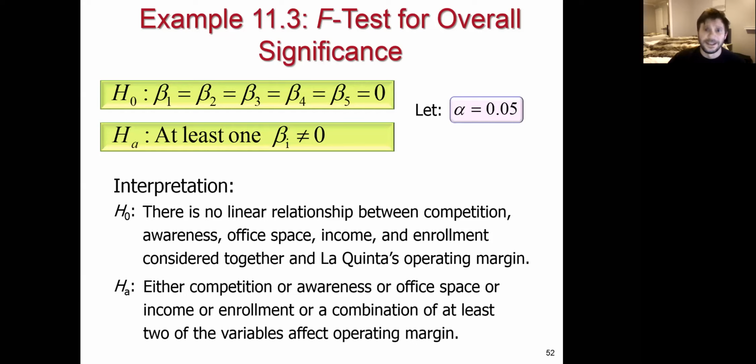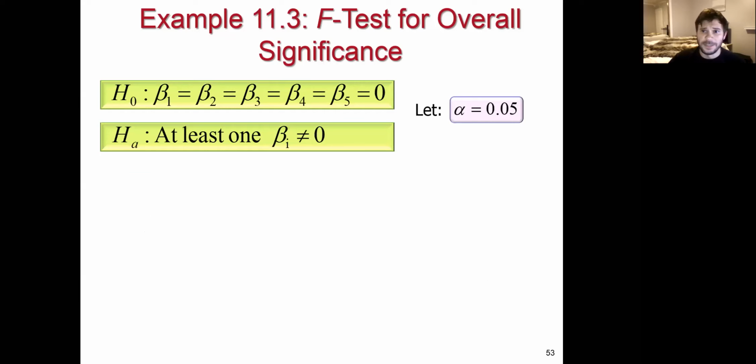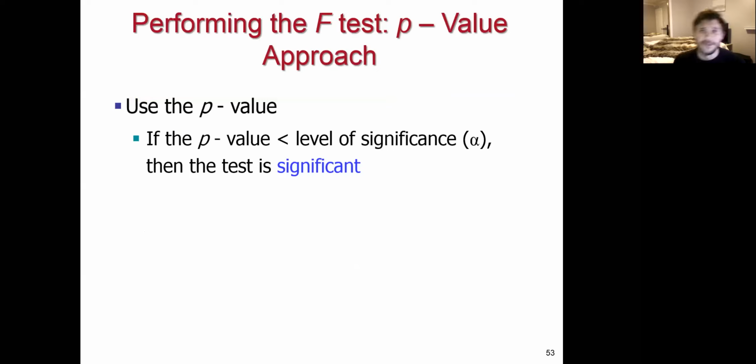So as I mentioned, we are going to take advantage of the p-value approach here. If the p-value is less than the level of significance alpha, okay, then the test is telling us we do have a significant set of variables in our model jointly.